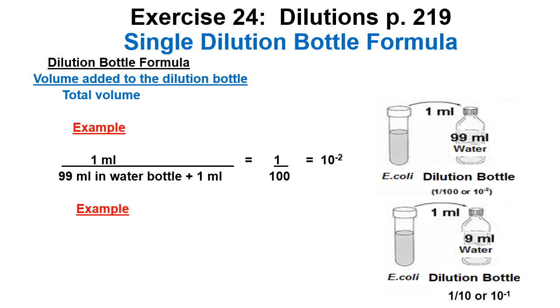Another example is we could use a 9 ml water bottle. 1 milliliter divided by 9 mils, because that's the volume in the water bottle, plus our 1 ml that we added for our total, so 1 over 10, which is the same as 10 to the negative 1. So we've just done our first dilution of our bacteria. If our bacteria sample was very dense, this would not be enough to get us to a number between 30 and 300. We will continue to dilute further.